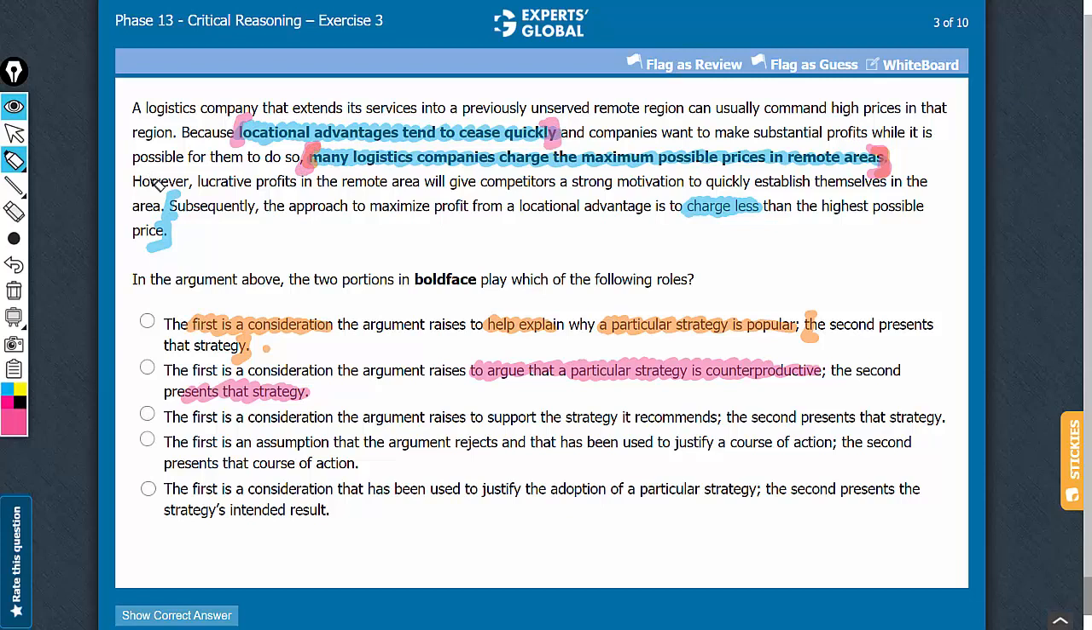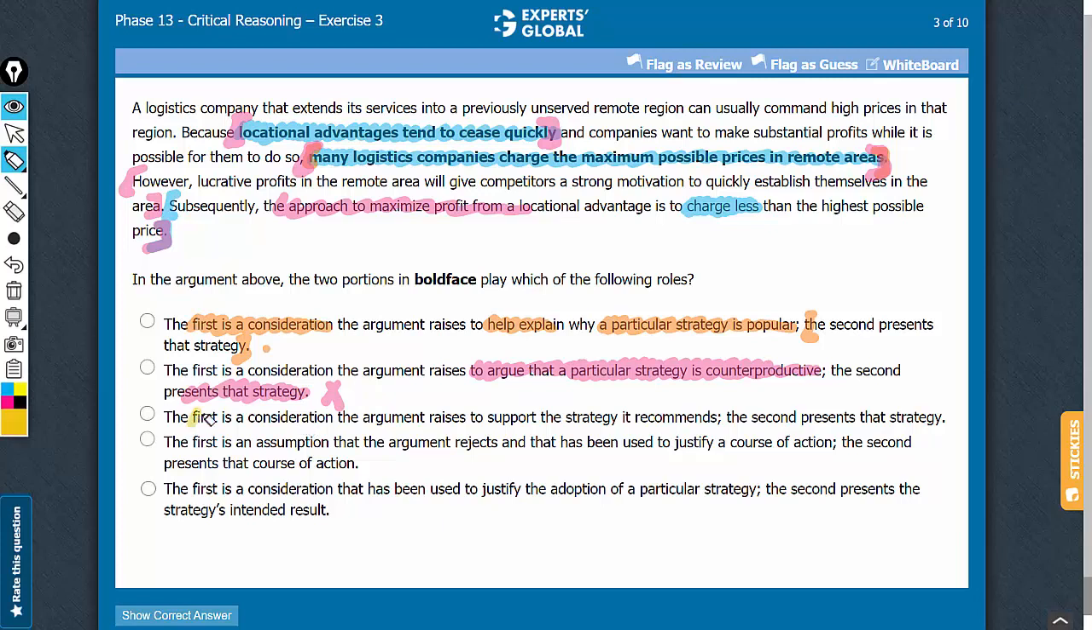It is this part of the argument that explains why the strategy is counterproductive. So all of this information from here to here explains why this strategy is counterproductive. It is not the first boldface. The purpose of the first boldface is to support the second boldface, not to suggest that the second boldface is counterproductive. So a very interesting answer choice, a trap. This should be eliminated. Look at choice C now.